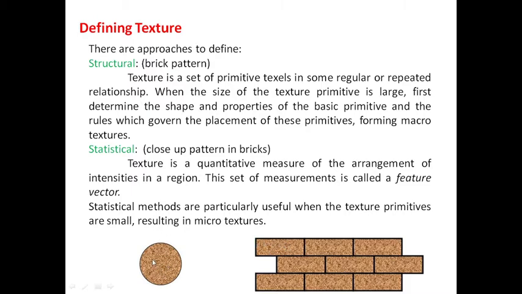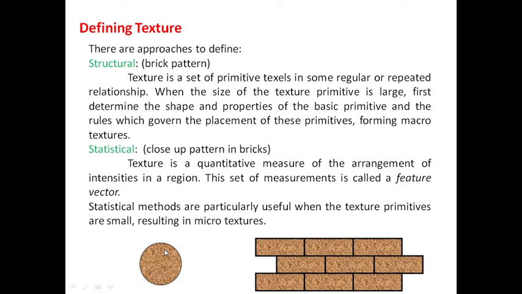The same thing you can see here in this image. So by this brick pattern, I have to determine the shape and the properties of this basic primitive. The shape of this texture is a rectangle, and what the texture properties are, I need to find out. So this is the structural definition of a texture.